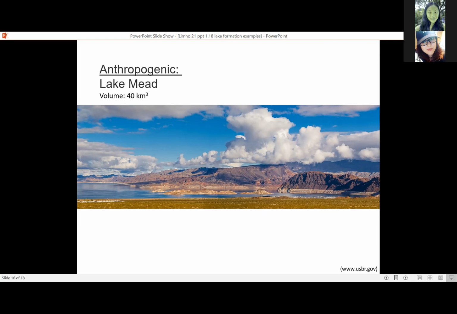And you might have heard of the dam that created this lake. It's a famous dam. Anybody happen to know the name of the dam that creates Lake Mead? Is it the Hoover Dam? It is the Hoover Dam. It is the dam responsible for Las Vegas.